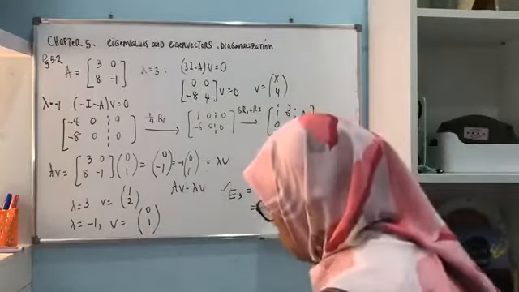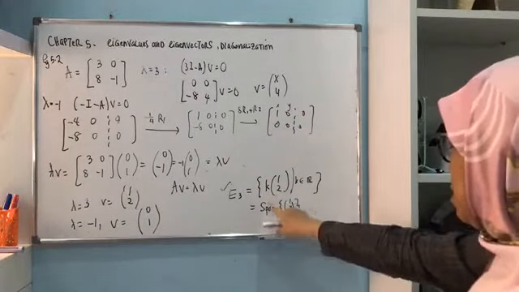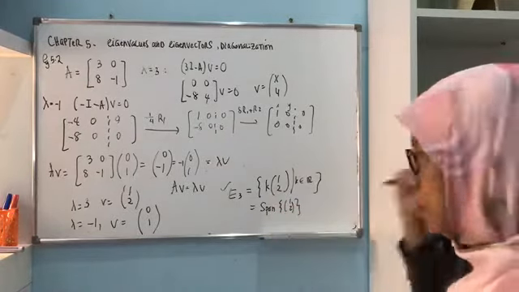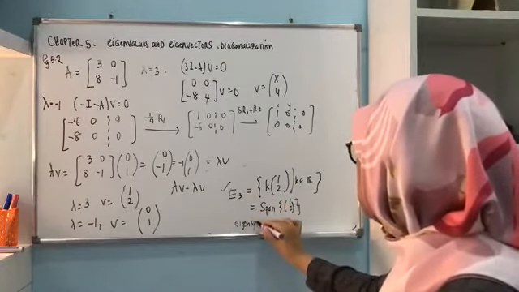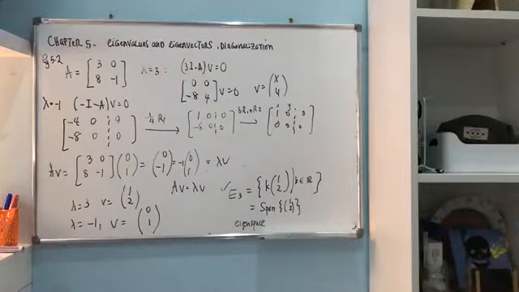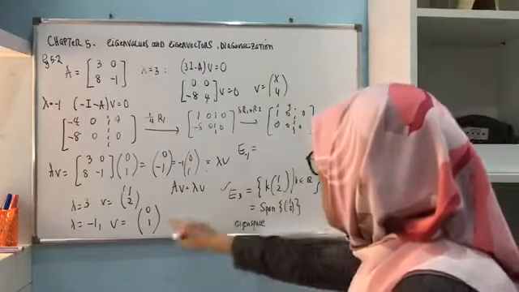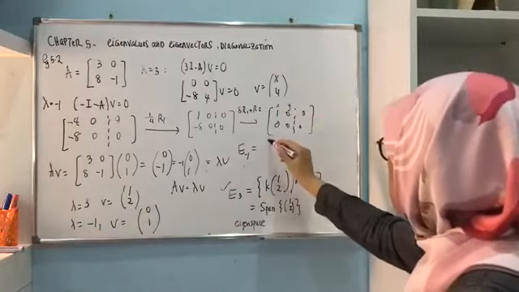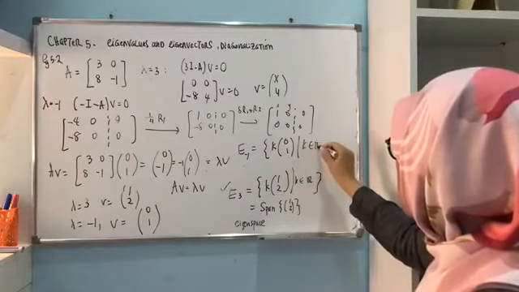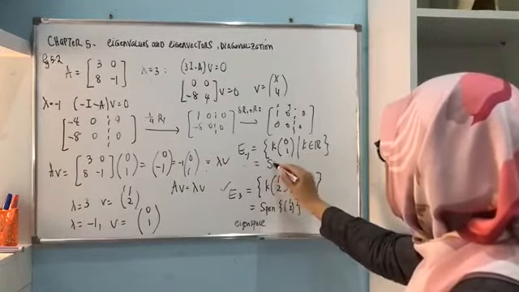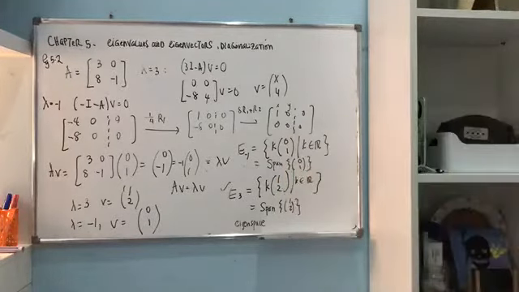So either you write as a multiple of the eigenvector, or you just write the span of the eigenvector. That is the eigenspace. So the same thing, E of lambda is equal to k times 0, 1, right? Or you can put this as span of 0, 1. Okay.